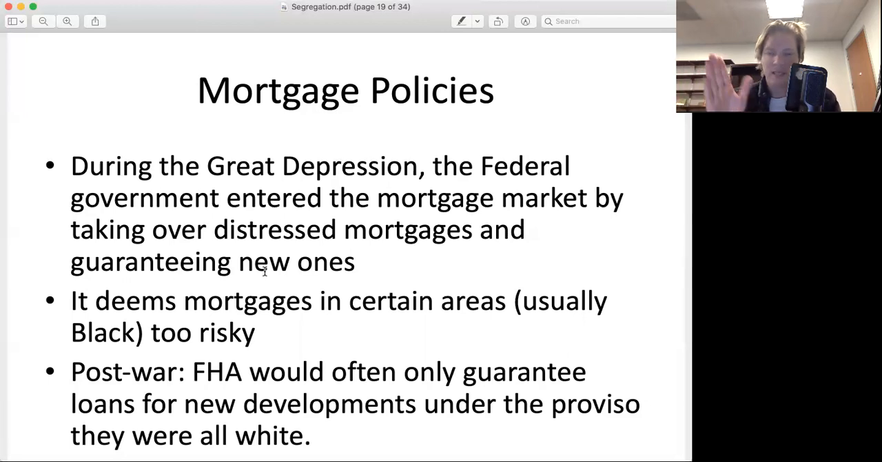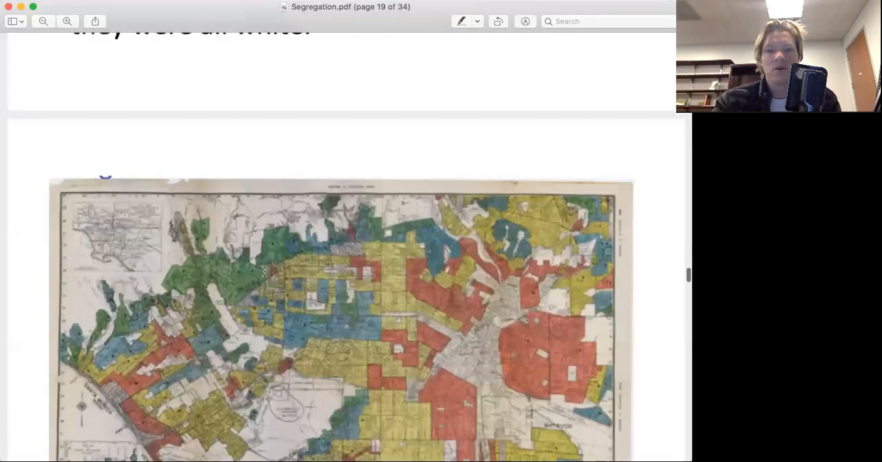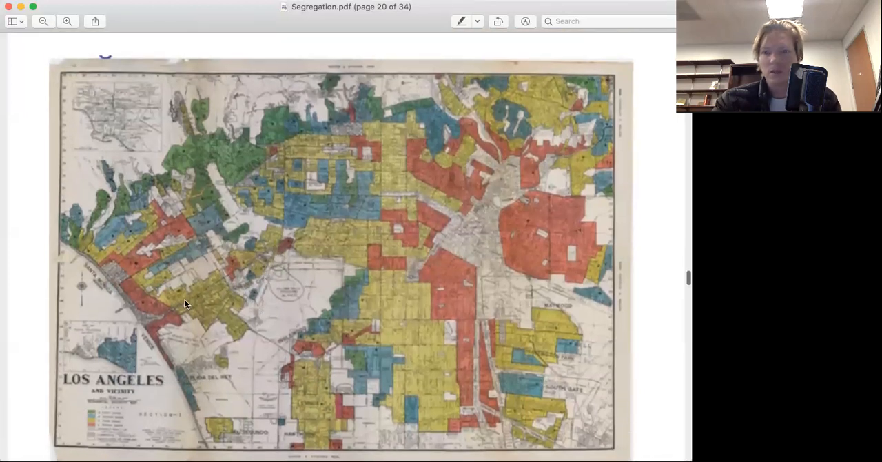And they divide the city into areas that they think are risky and areas that are less risky. So in the green areas, they think people will be able to repay the loan, so we are going to take those loans over from the private lenders. And the areas deemed red are too risky. We're not going to take those mortgages over. Okay, so here's the map of LA. These are areas that are deemed risky. These are areas that are deemed safe, and then in between.